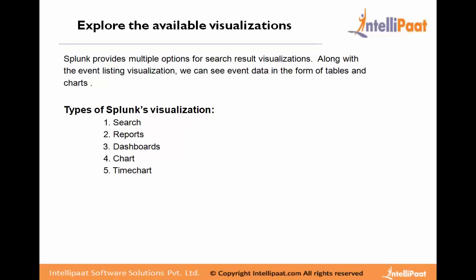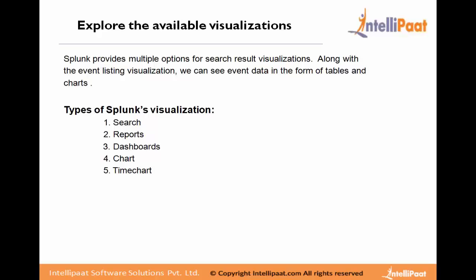As we discussed, Splunk provides a number of options for search result visualization. Along with the straightforward event listing visualization, we can see event data presented in the form of tables and charts, such as column, line, area, or pie charts. For searches that return a single discrete numeric value, you can visualize it with a variety of gauges and single value displays.